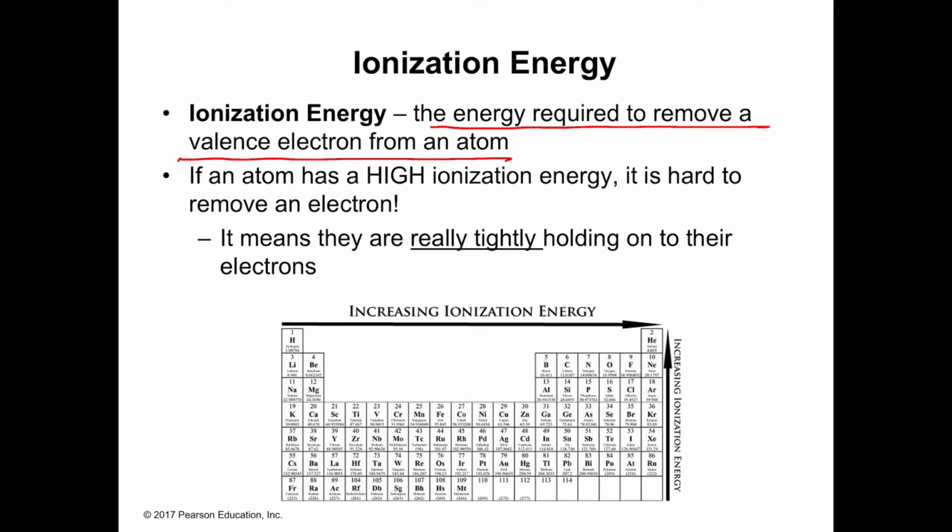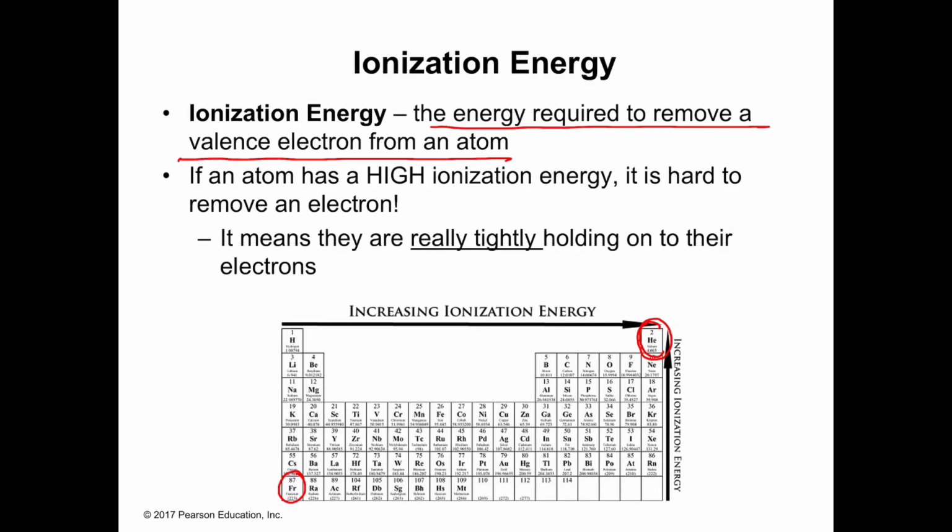And this high ionization energy happens as the atom gets smaller. The closer those valence electrons are to the nucleus, the more tightly they are being held to the nucleus. So that's why helium, our smallest atom, is going to have our highest ionization energy, because those electrons are being held really closely to the nucleus. Francium, our largest atom, will have the lowest ionization energy because those outermost electrons are really far away from the nucleus. So it can't hold on to those electrons so tightly.